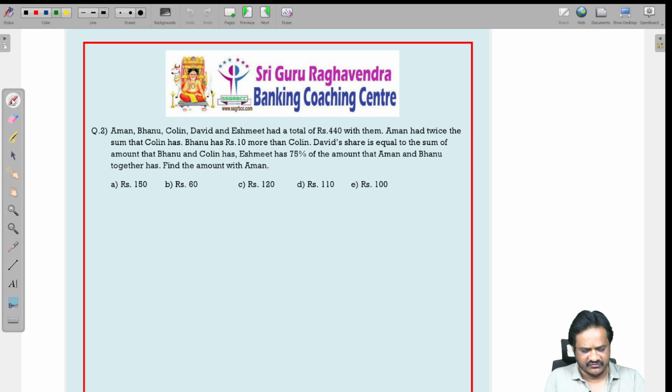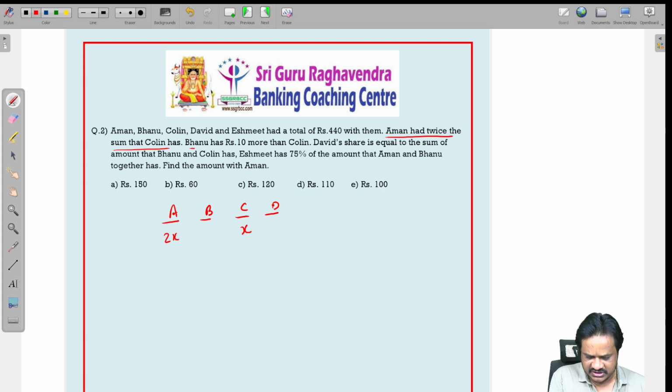So, here we are having 4 persons. Who are the 4 persons? Those are Aman, Banu, Colin and David. Aman had twice the amount that Colin has. So, if you take Colin as x, Aman is 2x. Banu is having 10 more than Colin, so it is x plus 10. David's share is equal to the sum of Banu and Colin.